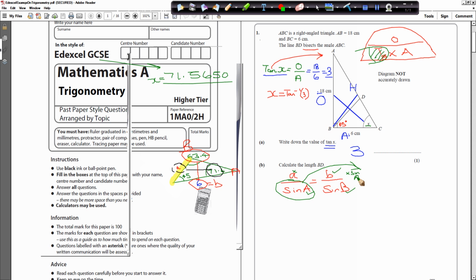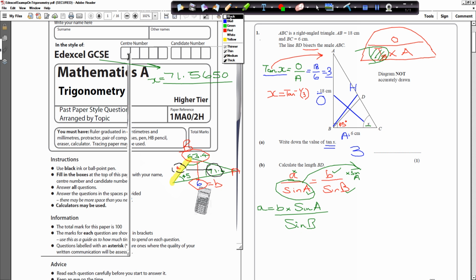Sine A. Okay, let's rewrite it now. So the little a is equal to b multiplied by the sine of big A. I don't want anybody shouting out any answers at the moment. I'm going to go through this nice and slowly. Divided by the sine of the b value.